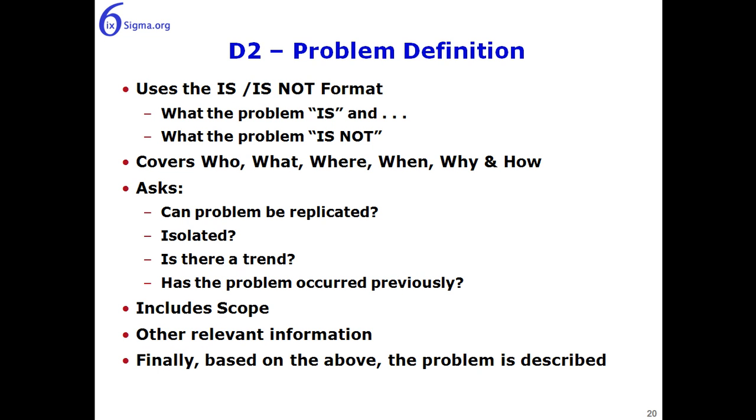In order to define the problem, we're going to use an is and is not format. And so what is that? Well, we're going to describe what the problem is and what the problem is not. That's very telling. It does cover the who, what, where, when, why, and how, and it asks things like, can the problem be replicated and isolated? Are there trends that are observable? Has the problem occurred previously? It includes the scope, other relevant information, and then finally, based on the questions that are involved in the is not, the problem is described.